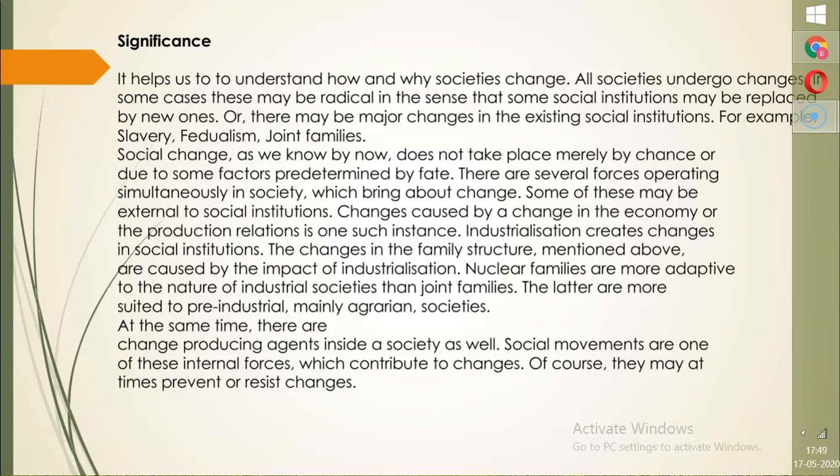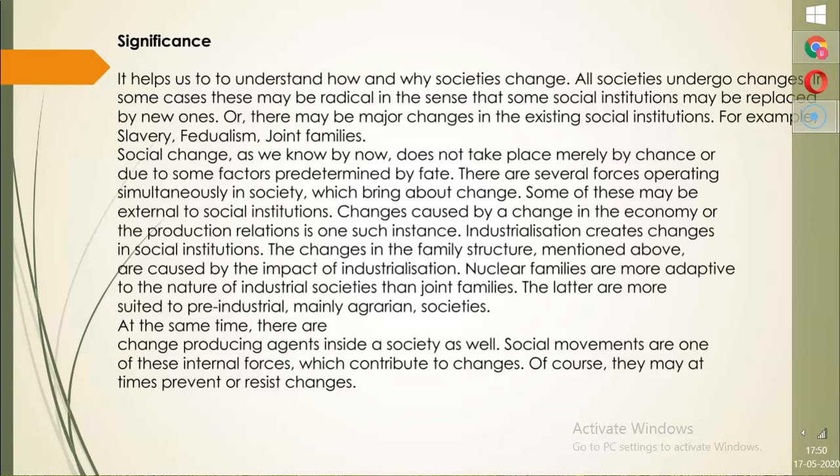And when we study social movements, we come to know why the existing social institutions disappeared, like slavery, feudalism, joint families. So these are the systems that have disappeared from our society, and without understanding the social movements, we'll never come to know why these changes took place. And the second thing is that through the study of social movements, we come to know about the forces which operate simultaneously in the society.